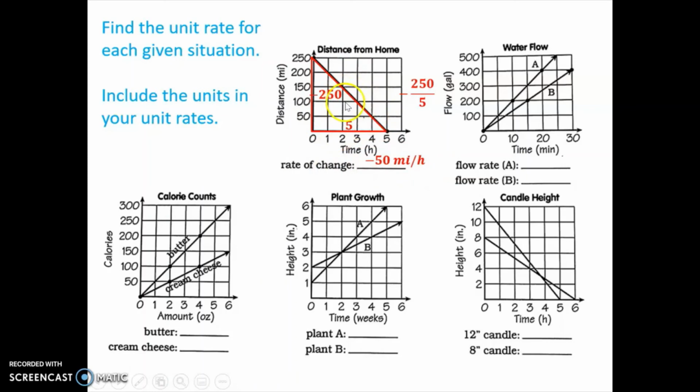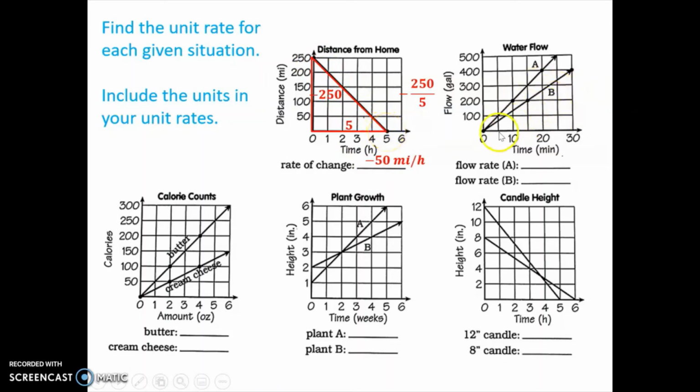Now, what does that mean in this situation? Well, this graphs apparently your distance from home. So as time goes, your distance from home is becoming less by 50 every hour. That means you must be traveling from somewhere far away and coming towards home, and it takes you 5 hours.